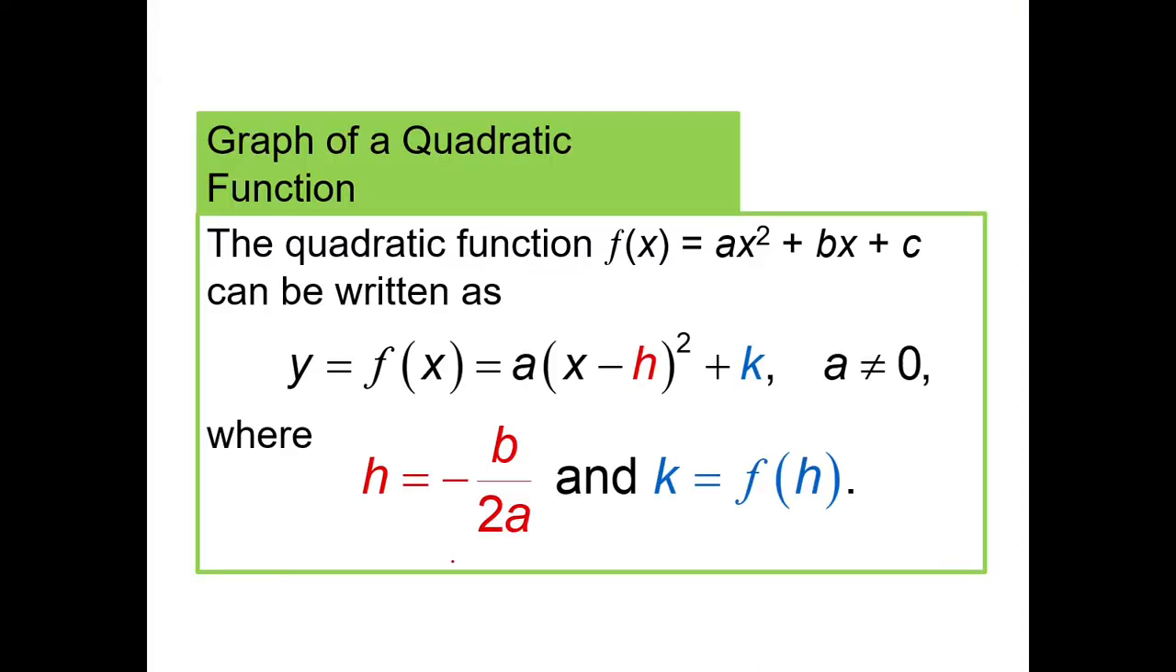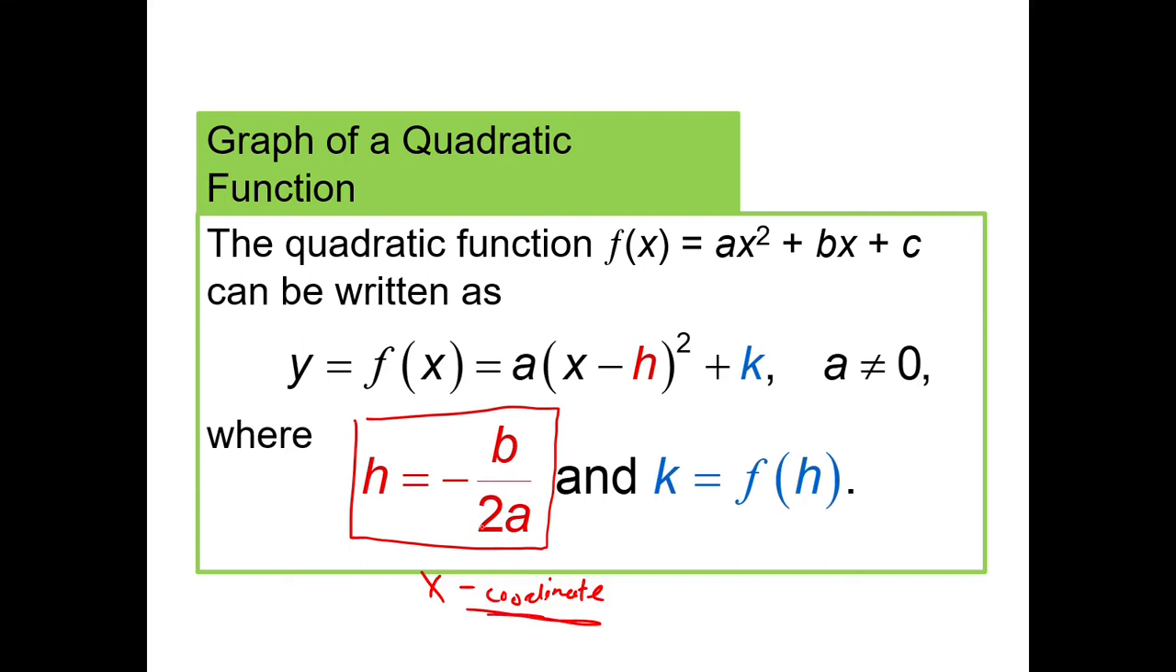Graph of a quadratic function. The quadratic function f of x equals ax squared plus bx plus c can be written as f of x equals a times x minus h squared plus k, where a is non-zero, which essentially means that we can find the vertex of a parabola by using this formula. Negative b over 2a is going to be the x-coordinate of our vertex.